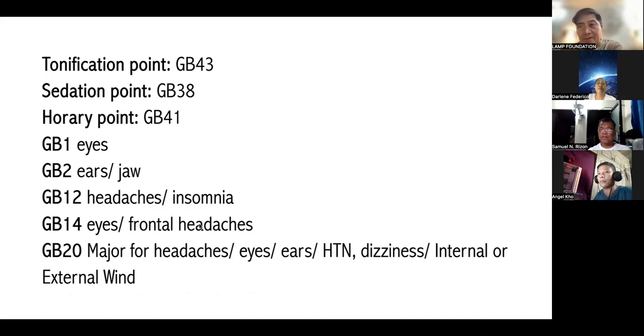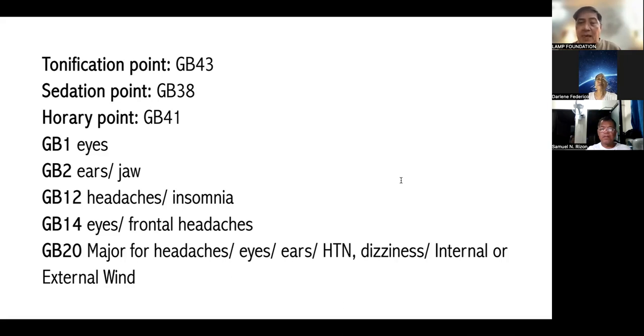Ilang points po meron ang gallbladder? How many points? 44. Okay. Let's start with Sir Michael. Ano, bakit tinatawag na tonification point ang GB43? Diba nag-uumpisa sa GB44. GB44 is what? Sir Michael, are you there? Yes po, Doc.